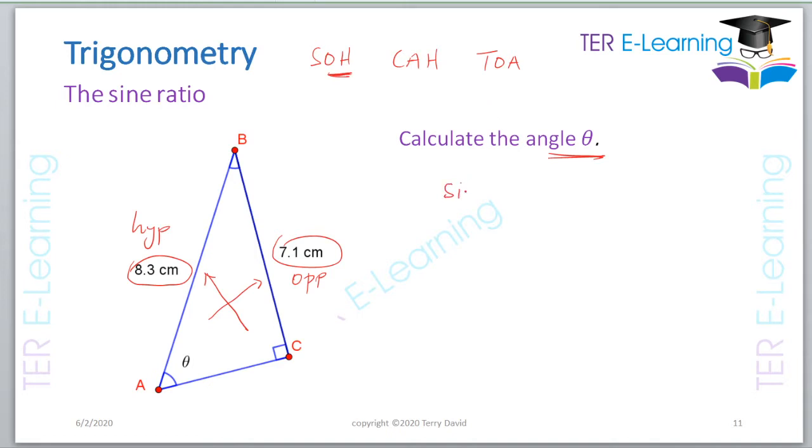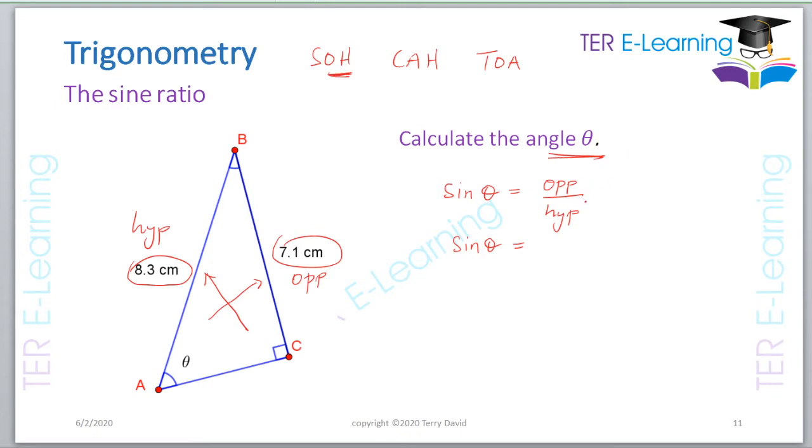First thing we do, we write up what the ratio is first of all. So sine theta is opposite over hypotenuse, right? That's the first thing we need to do. Sine theta is opposite over hypotenuse. Now, sine theta is equal to, we're going to substitute values now.